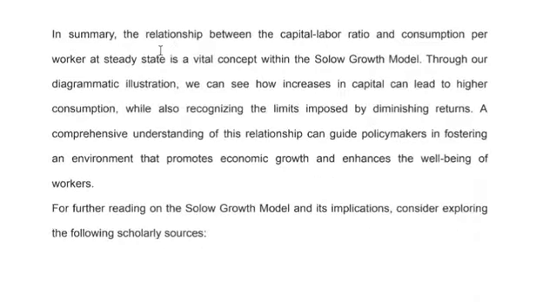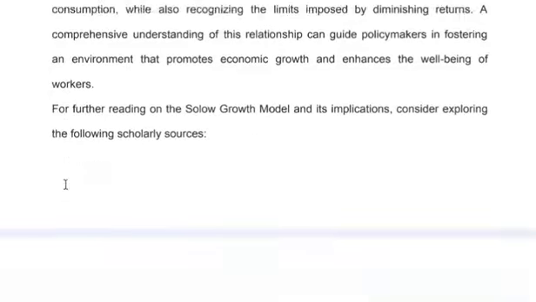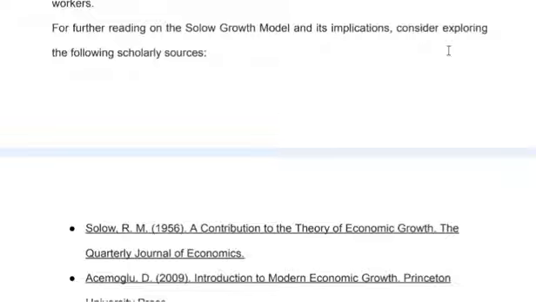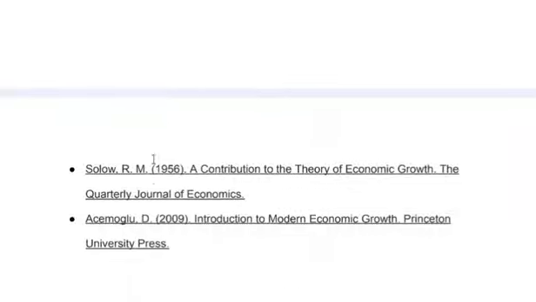In summary, the relationship between the capital-labor ratio and consumption per worker at steady state is a vital concept within the Solow Growth Model. Through our diagrammatic illustration, we can see how increases in capital can lead to higher consumption, while also recognizing the limits imposed by diminishing returns. A comprehensive understanding of this relationship can guide policymakers in fostering an environment that promotes economic growth and enhances the well-being of workers. For further reading on the Solow Growth Model and its implications, consider exploring the following scholarly sources.